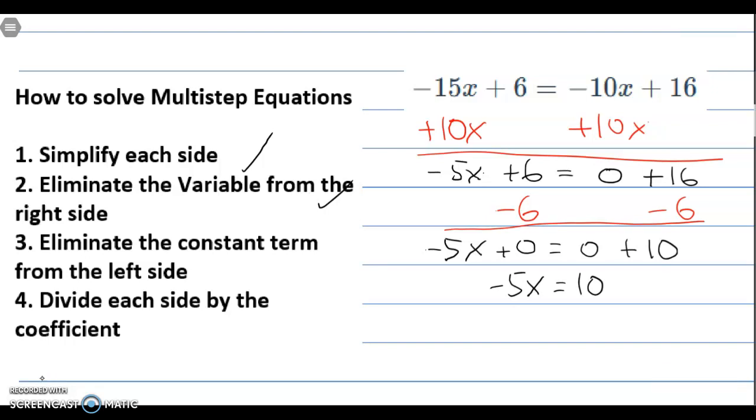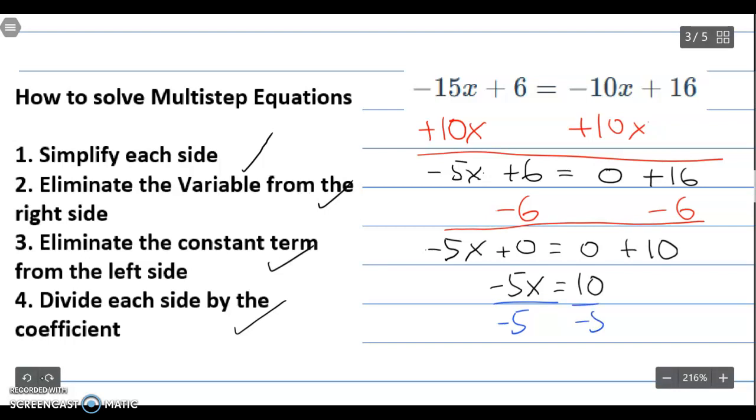Okay, now my last step, done that, is to divide each side by the coefficient. That coefficient is that number in front of the variable. And we're going to divide that. So the number in front of the variable is negative 5. We're going to divide by negative 5. Okay, those cancel out. That's going to leave me with x is equal to positive divided by negative is a negative. 10 divided by 5 is 2. So you should get negative 2.